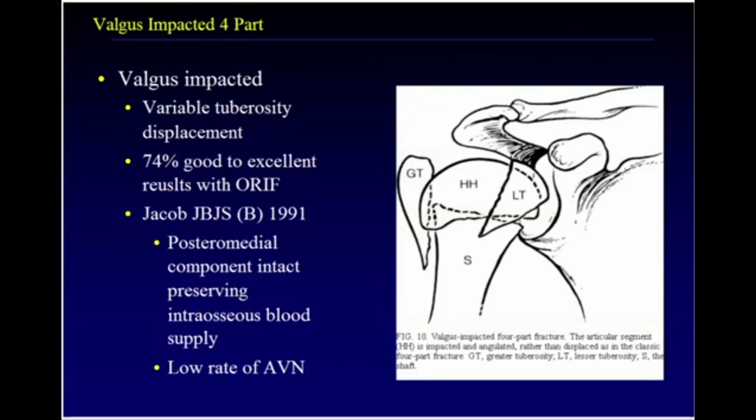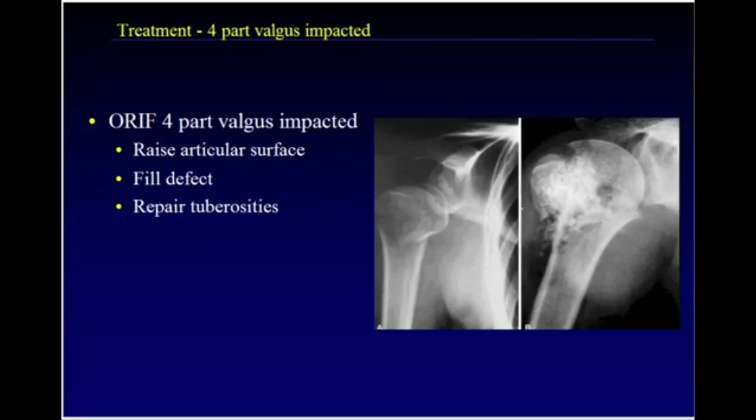If the posterior medial component of these is intact, that preserves the intraosseous blood supply, and these patients will have a low rate of osteonecrosis, which is different than other 4-part fractures. So for ORIF of the 4-part valgus impacted fracture, you want to elevate the articular segment, restore it into normal continuity with the glenoid, fill the resulting defect with bone graft material, and repair the tuberosities.